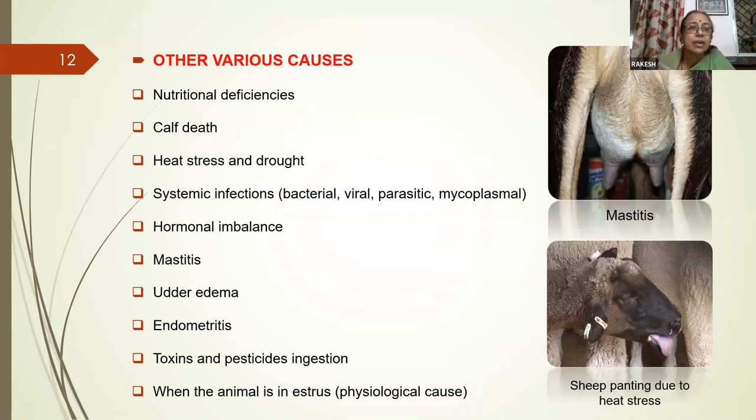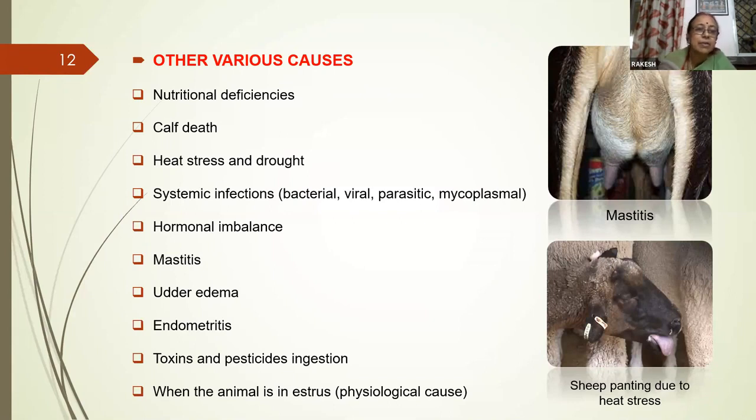Kid mortality in goats also causes stress in the does and leads to less or no milk production. Then heat stress and drought conditions, overheating of the shed, no water supply, no feed, also lead to less production of milk. Then some bacterial, viral, mycoplasmal or parasitic infection, or systemic infection, are also responsible for low milk production.